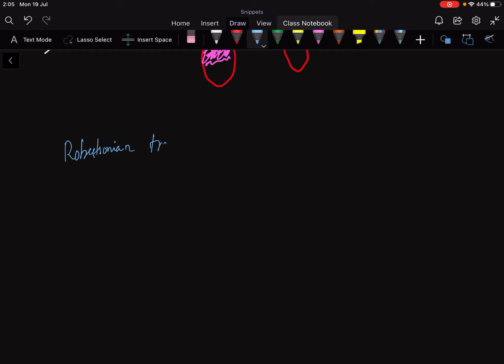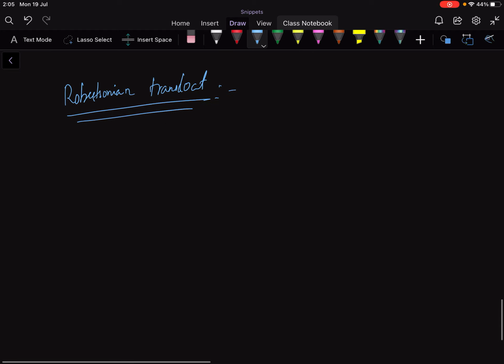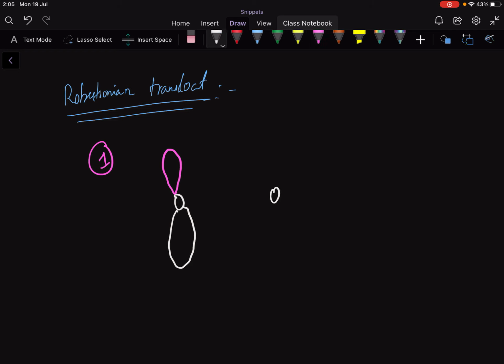Robertsonian translocation. What is meant by this Robertsonian translocation? Suppose again we will take the chromosome here, and here is another chromosome. We will draw this one with a different color so you will understand. Suppose this is chromosome number 1 with pink, and here is another chromosome with yellow short arm. This is chromosome number 2.